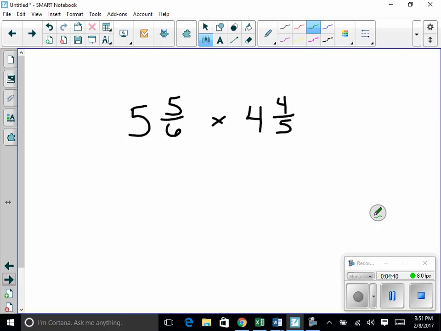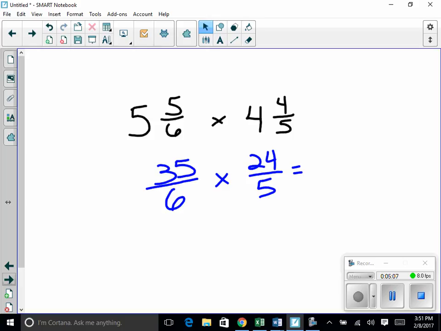Last one. 5 5/6 times 4 4/5. Let's give it a try. First thing you need to do is to change them into improper fractions. So 5 times 6 is 30, plus 5 is 35 over 6 times 4 times 5 is 20, plus 4 is 24 over 5. Now, if you look at this one has some pretty cool ones that we can work with.